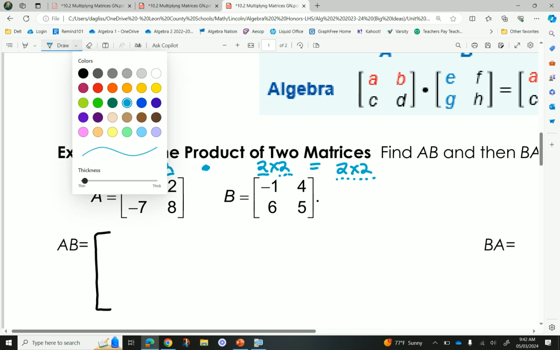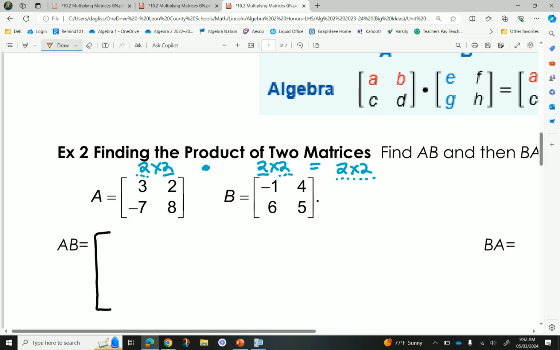All right. So let's start putting things together. Put together your first row with your first column. So then I'm going to multiply 3 times negative 1. And then I'm going to add to that 2 times 6.